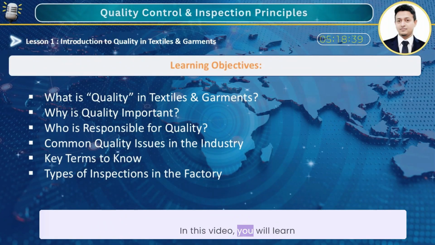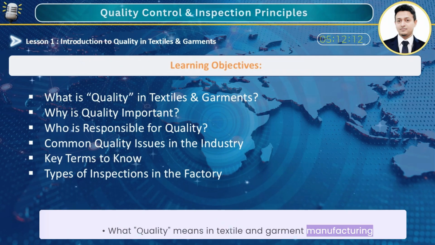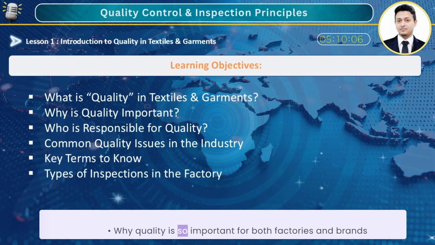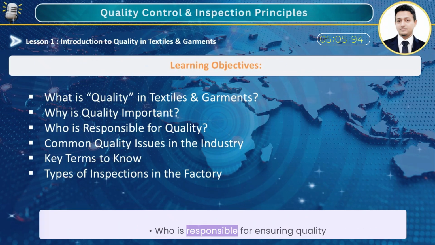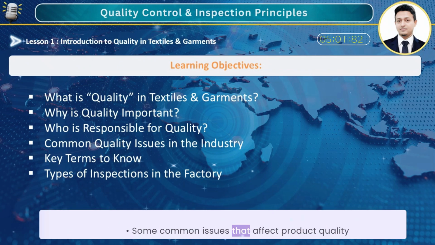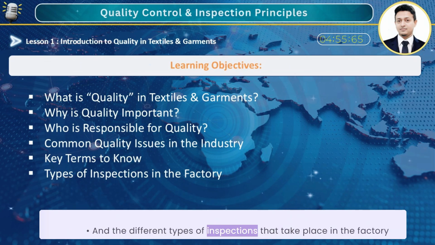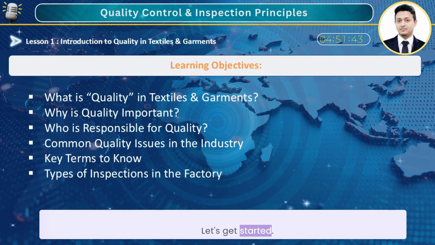In this video, you will learn what quality means in textile and garment manufacturing, why quality is so important for both factories and brands, who is responsible for ensuring quality, some common issues that affect product quality, key quality terms you need to know, and the different types of inspections that take place in the factory. Let's get started.